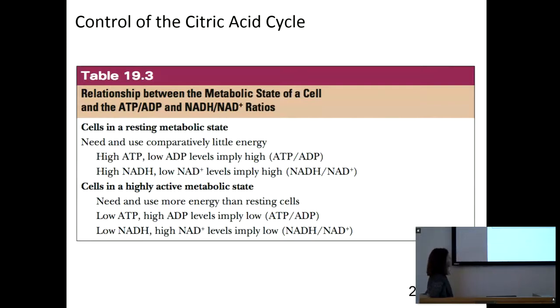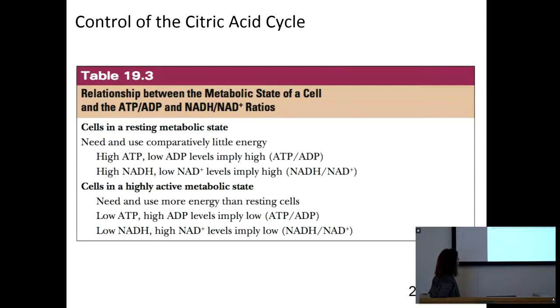So if you're resting, and hopefully you guys are in a resting state right now, you're going to have high ATP and low ADP levels. That implies that you need and you're using little energy. So the ratio of ATP to ADP is high. Also, you have high NADH to NAD+, especially since maybe you ate breakfast and you're here resting.